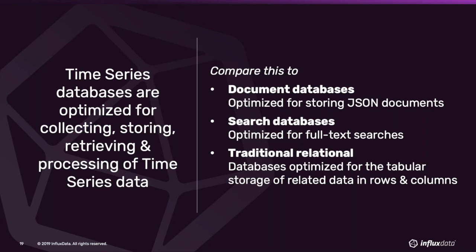Search databases are optimized for full text searches. Traditional databases are tabular and are typically storing data in rows and columns, which is not necessarily the most ideal way to store your time series data. In the time series world, your data shape is always changing. So when you're querying against an individual series in traditional databases like a relational database, you're more concerned about those columns. And that tabular storage just isn't optimized for time series data.